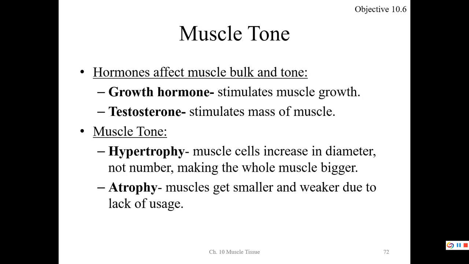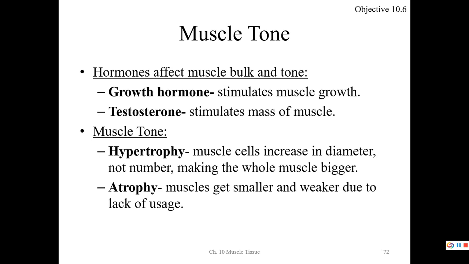Okay. All right. What causes muscle to bulk and tone? Growth hormone stimulates the growth of muscle. Testosterone stimulates muscle mass. Testosterone is usually what we mimic in any of the anabolic steroids. Muscle tone is called hypertrophy. Muscles get swole. They increase in diameter, not number.